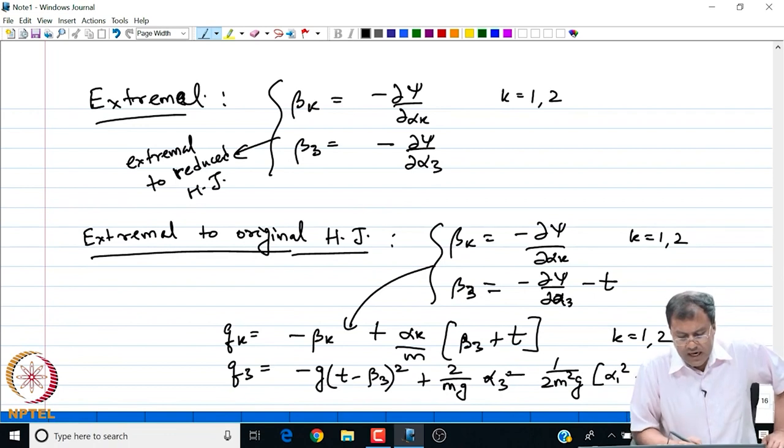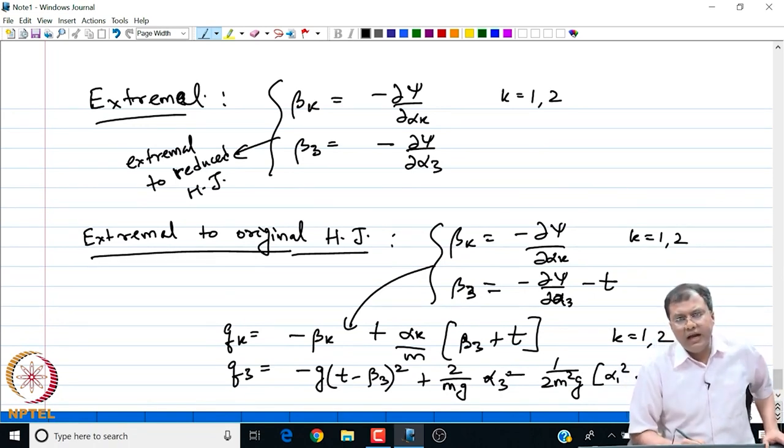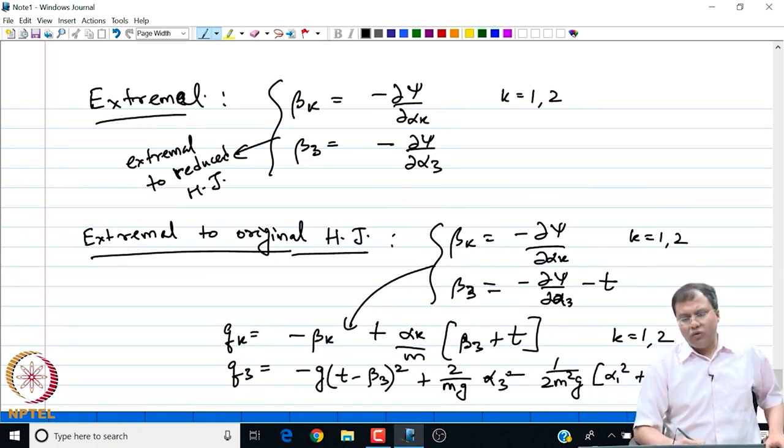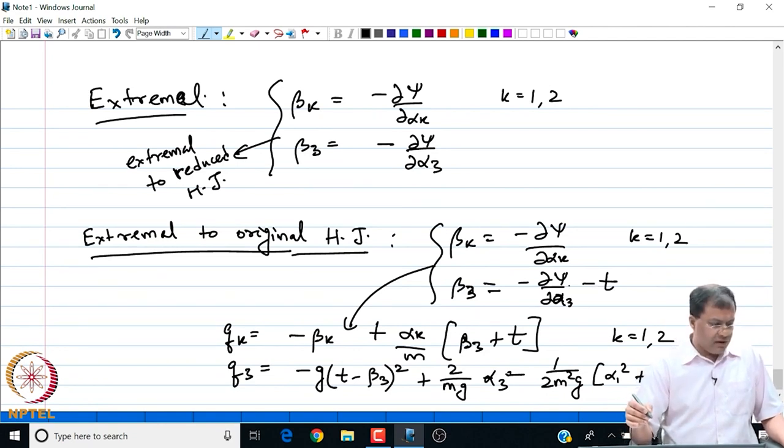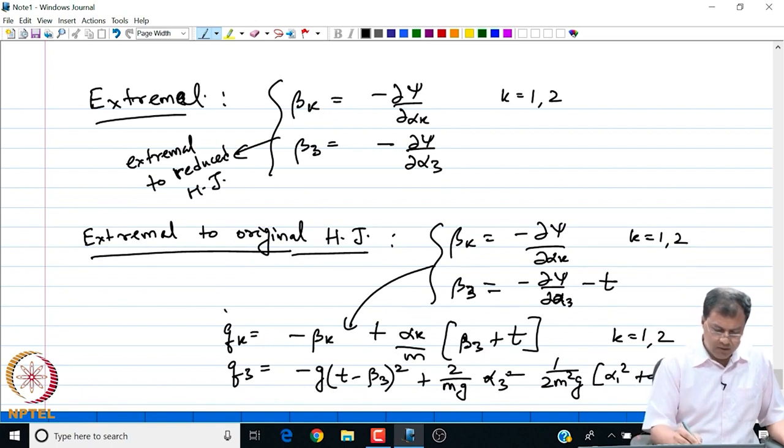So, my original Hamilton-Jacobi is where the independent variable appears. Once we have the solution to the reduced Hamilton-Jacobi, we have shown that all we had to do was to change our last coordinate, the nth coordinate, as follows, right. And from here we can get the extremals. So, this is my extremal solution, right. Okay.